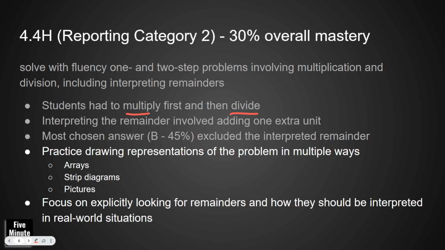Practice drawing representations in multiple ways: arrays, strip diagrams, pictures. Whenever we as educators solve these problems, we need to draw these in multiple ways because you never know which one is going to stick. Kids will gravitate towards a certain representation, but they need to know that they can solve these with representations. If they see that, it will be much more likely for them to see, oh, I've got one missing. What am I supposed to do with that?